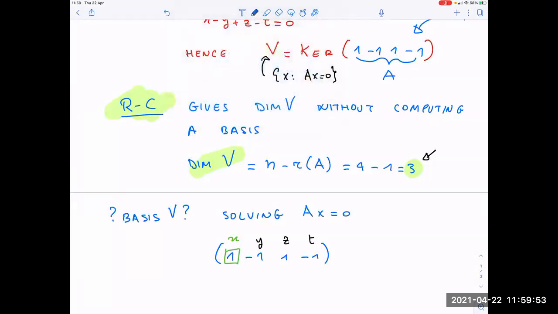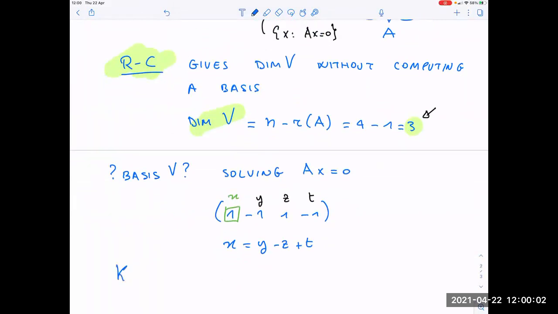So you will compute X using the rest. So you get it is Y minus Z plus T. And so when you write down the kernel as a set, to make it easy, it is the set of Y minus Z plus T, Y, Z, T, such that Y, Z, T are real numbers.